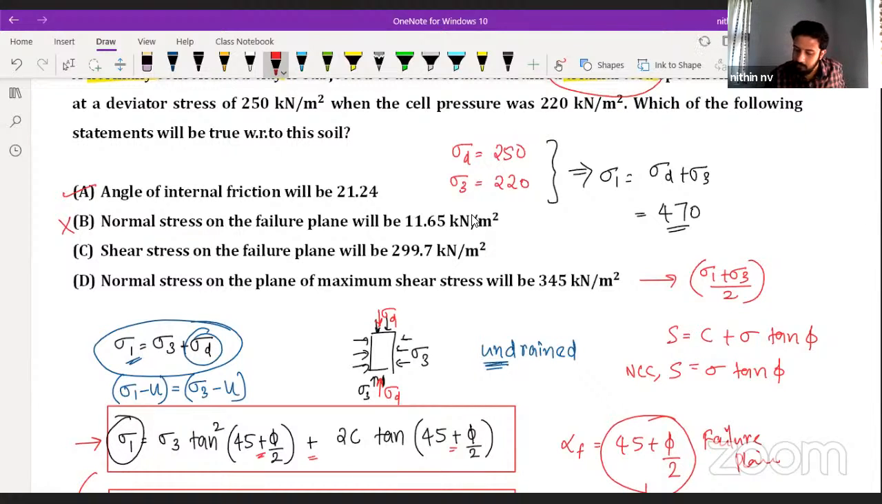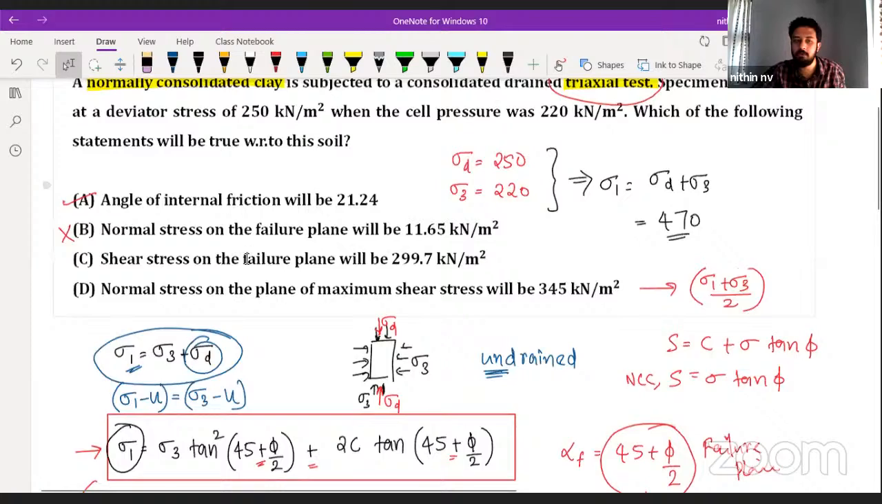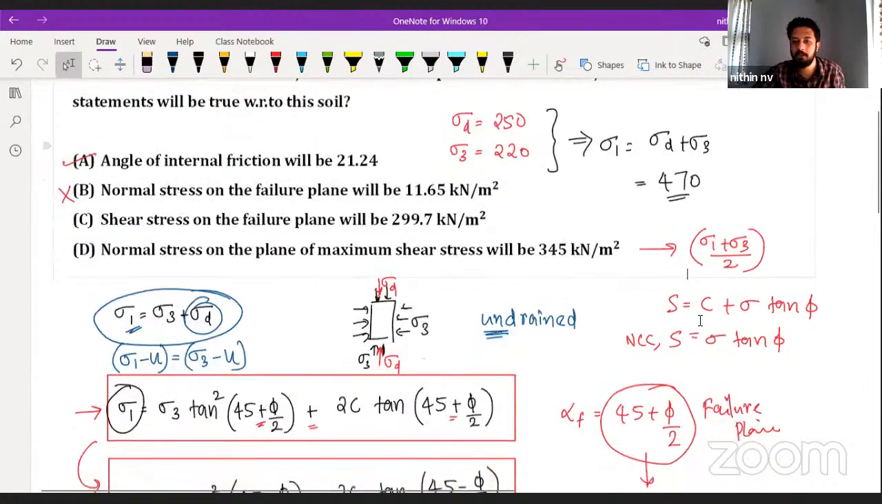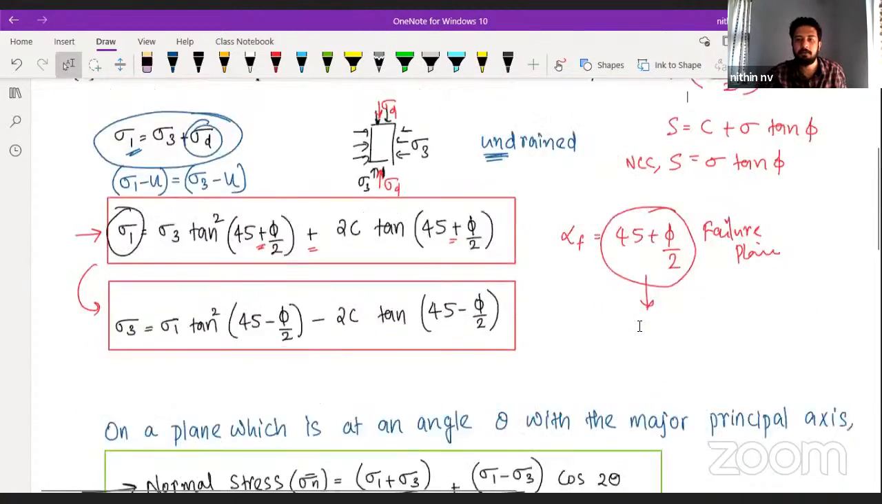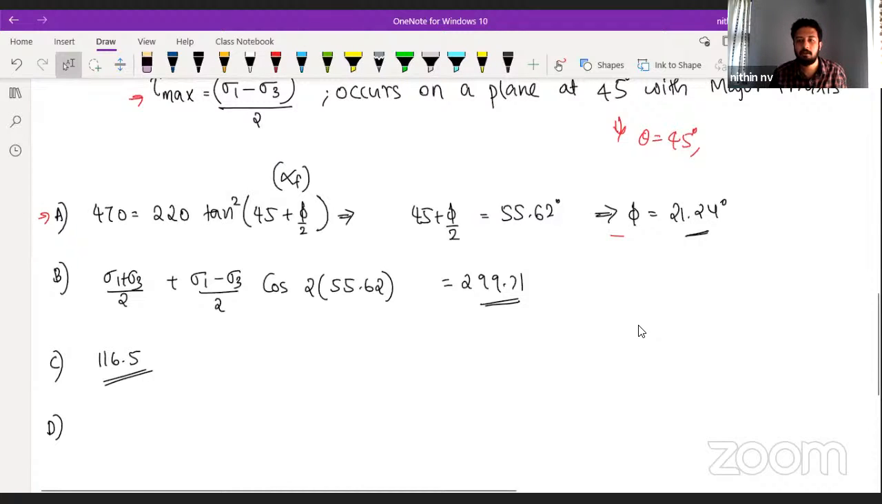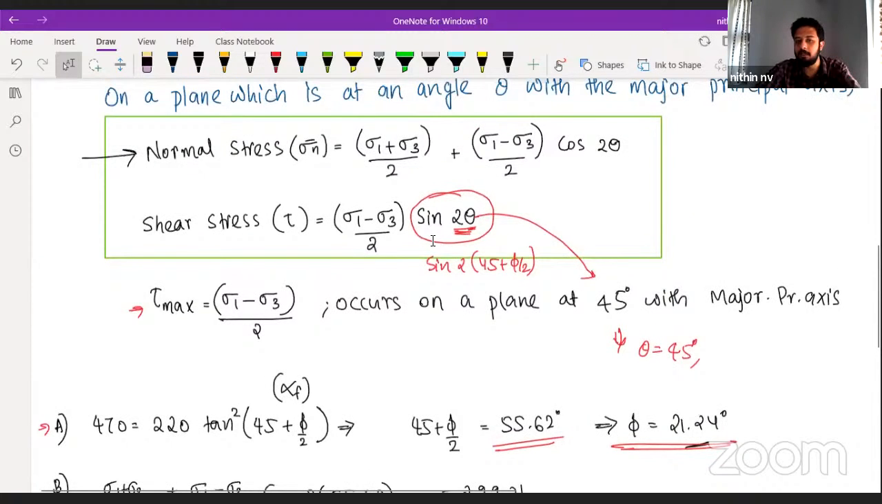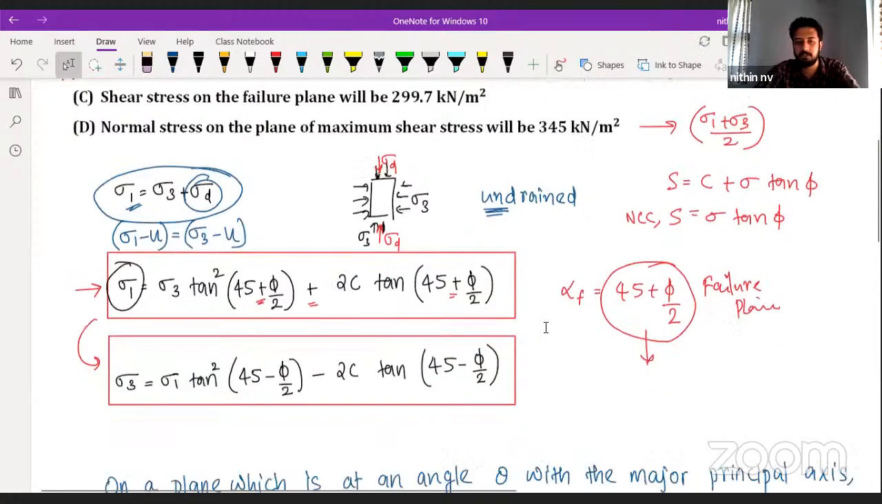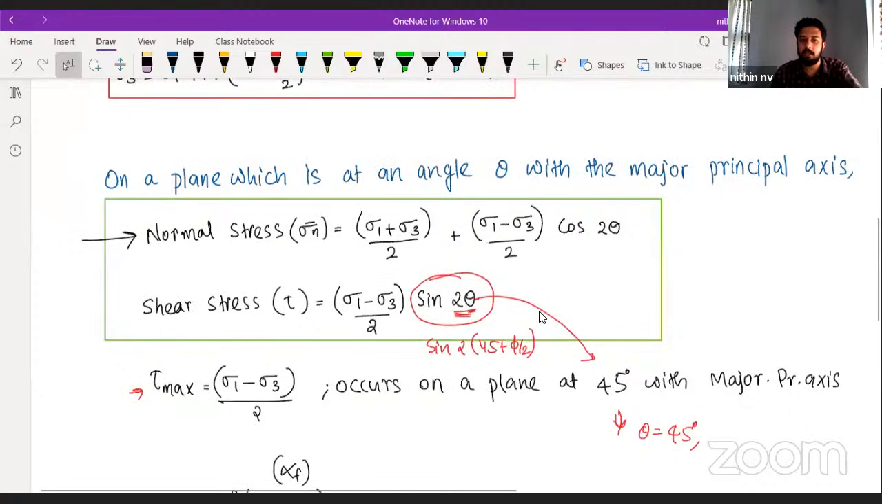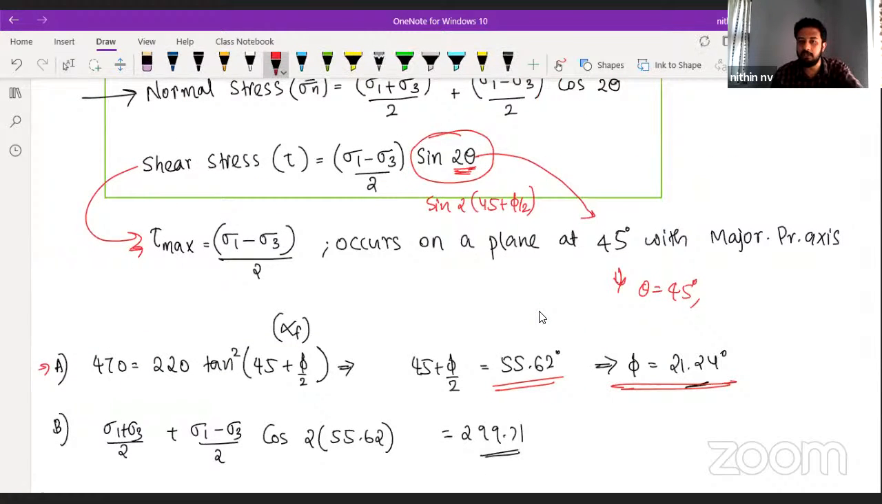Where the angle is not given, we have calculated it in the first option, option A. Here they are telling normal stress on the plane of maximum shear stress. We have discussed that whenever θ is equal to 45 degrees, we are getting maximum shear stress. So on a plane which is at 45 degrees, we get maximum shear stress. Is it clear?